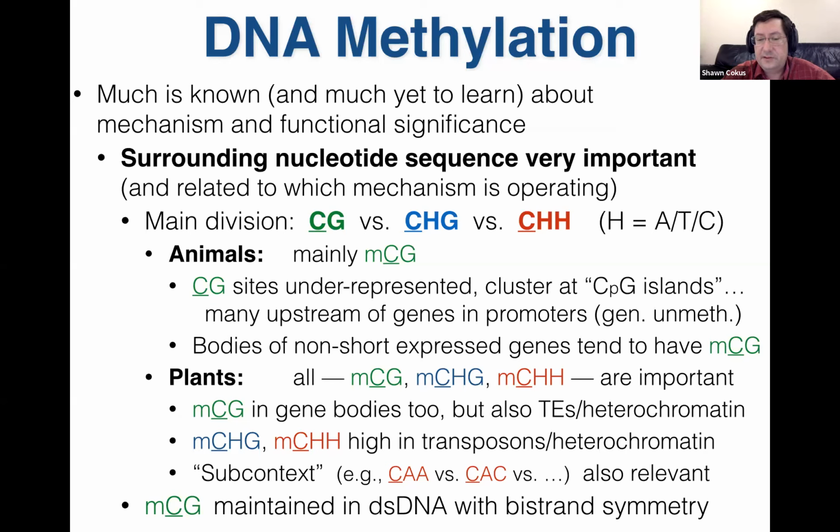Plants do the CG body methylation as well, but they also place CG on the transposable elements and their heterochromatin, where TEs and heterochromatin also get the CHG and CHH. Plants tend to have very transposon-y genomes, and this is one of the ways they deal with that. And for especially things like CHH, the subcontext, as it's called, is also important. That is what those particular HH nucleotides are: CAA, CAC, and so on.